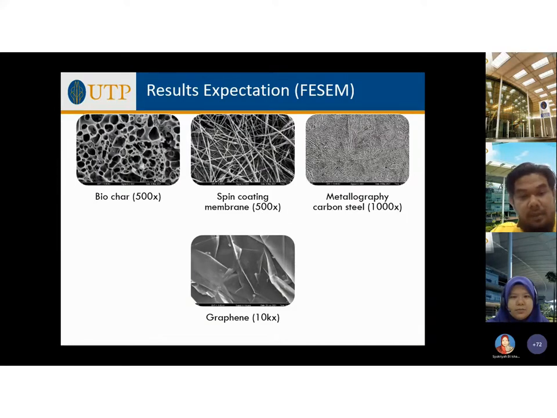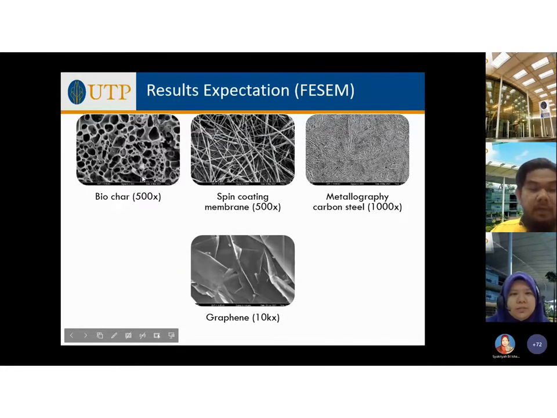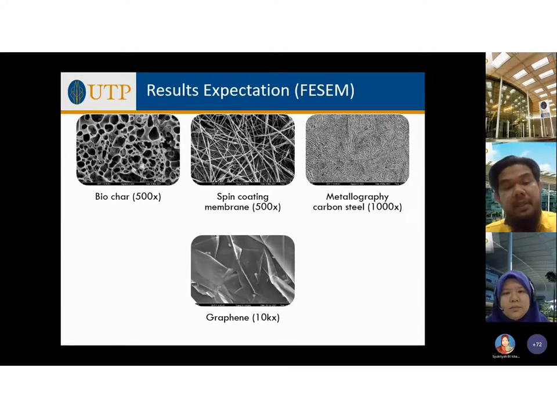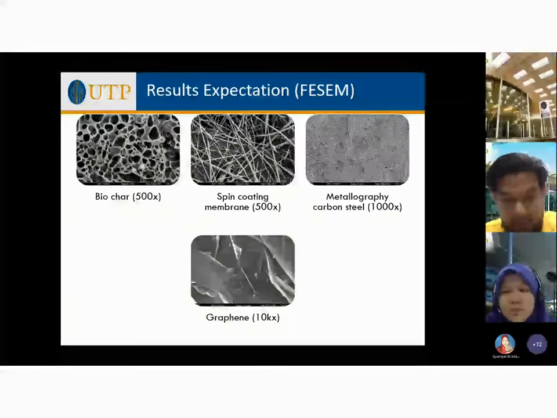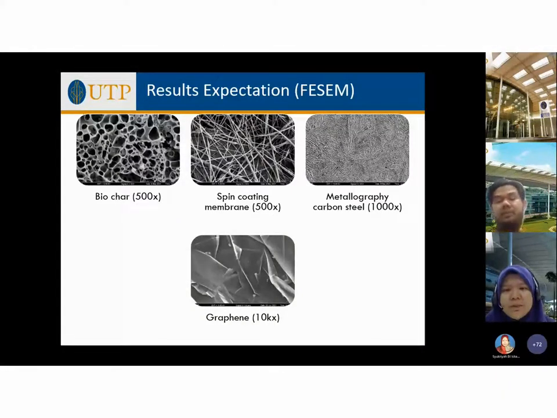All right, this is also an example I received. This first sample is biochar. I take it at about 500x. It's a spin coating membrane, also at 500x. And okay, this one is a metallographic carbon steel.